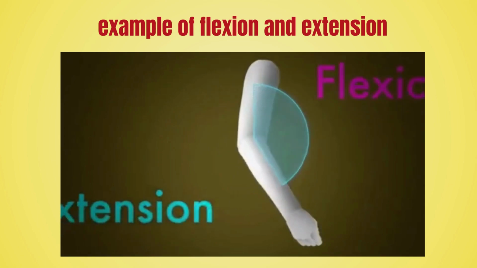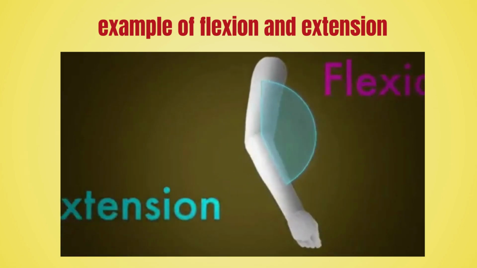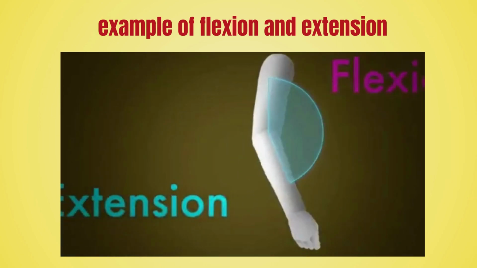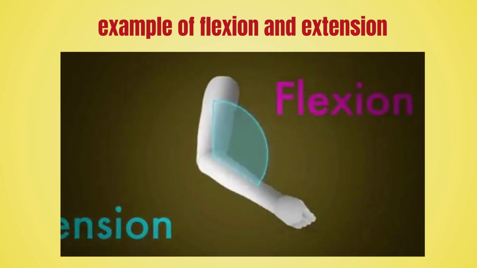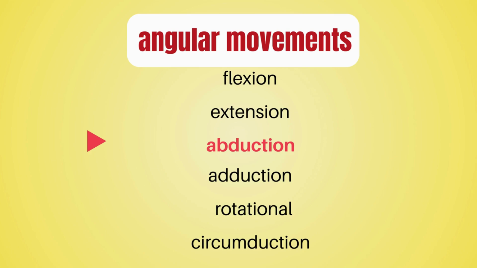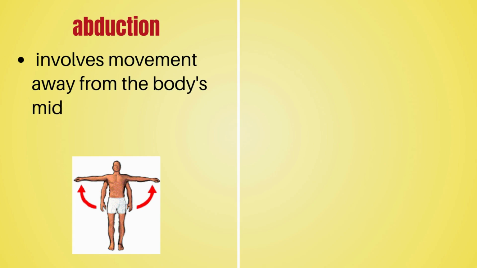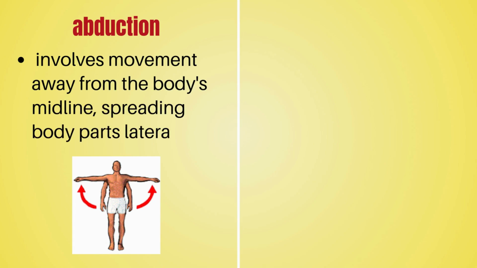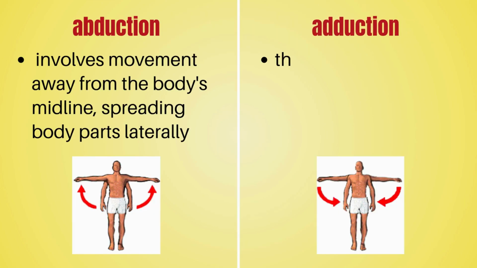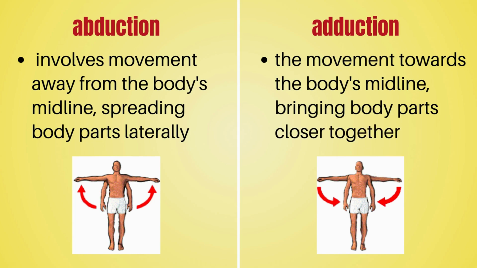An example of flexion is bringing your forearm closer to your upper arm, which decreases the angle between the two, and when you straighten your arm, the angle between the forearm and the upper arm increases, and that is what you call the extension. Next is abduction. Abduction involves movement away from the body's midline, spreading body parts laterally. Next is adduction. Adduction is the movement towards the body's midline, bringing body parts closer together.